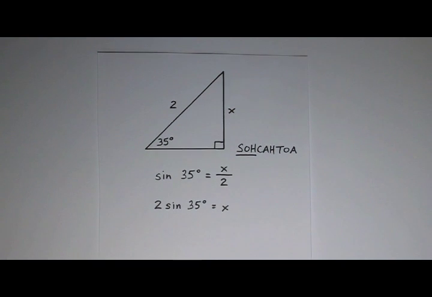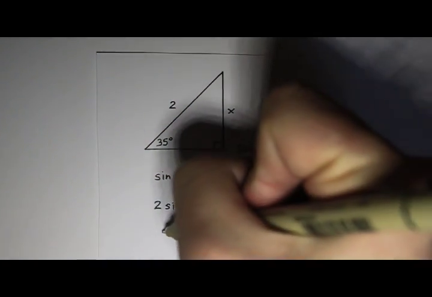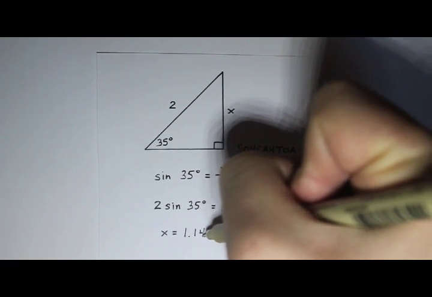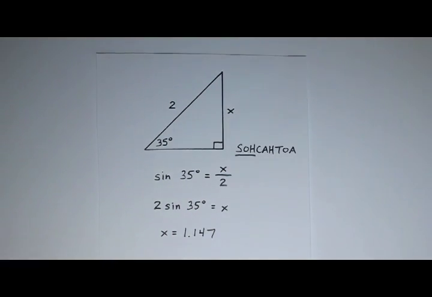And now you can just type this into your calculator. Be careful, make sure your calculator is in degree mode, not radian mode. If you type it in, you should get x equal to 1.147, and that's in degree mode. Okay, let's look at another example.